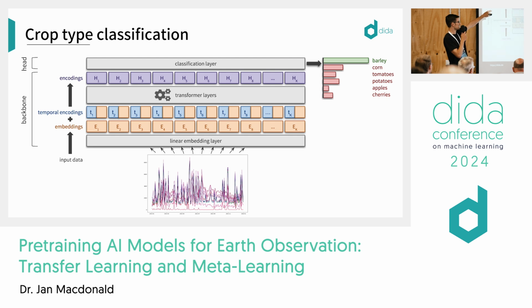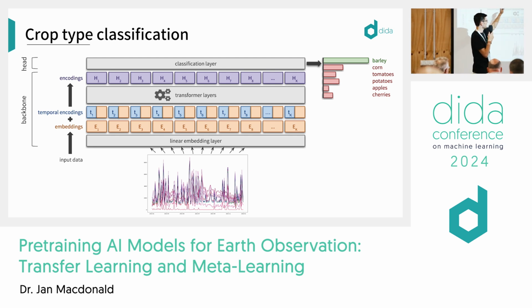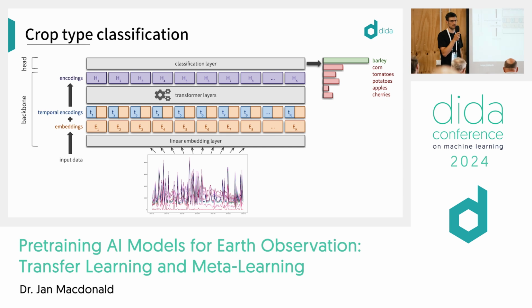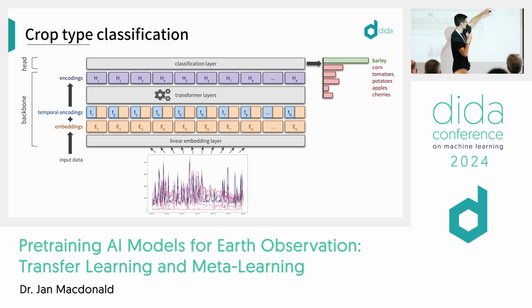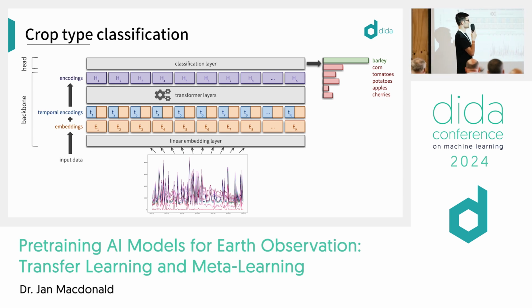In the end, you get some encoding vector for each time step, and all of these are aggregated and finally fed into a classification layer that results in scores for each of the different classes that we have in the dataset. For example, here, this input data belongs to the class Barley.